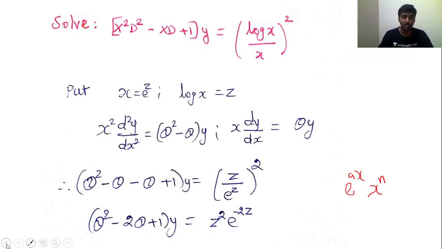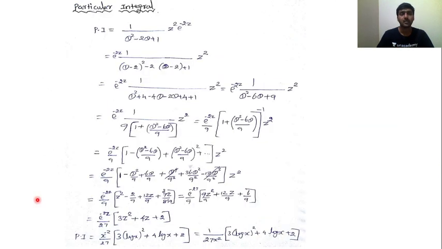Next we are moving into the particular integral. The particular integral for the given equation has right hand side z square into e power minus 2z. So the particular integral PI is equal to 1 divided by (theta square minus 2 theta plus 1) into z square into e power minus 2z. As per our discussion, we have to take this e power minus 2z to the front side. Then in the denominator, we have to replace theta by theta minus 2. Now substitute theta minus 2 the whole square, minus 2 times (theta minus 2), plus 1.